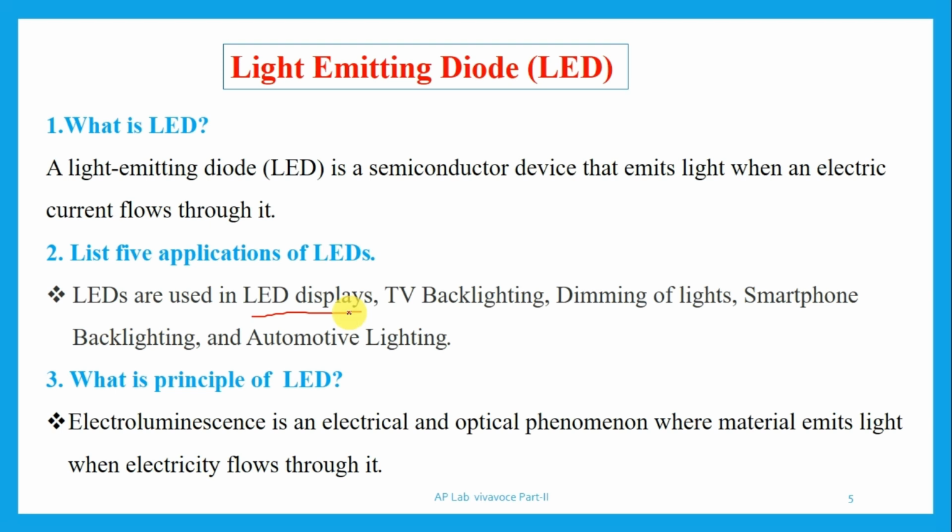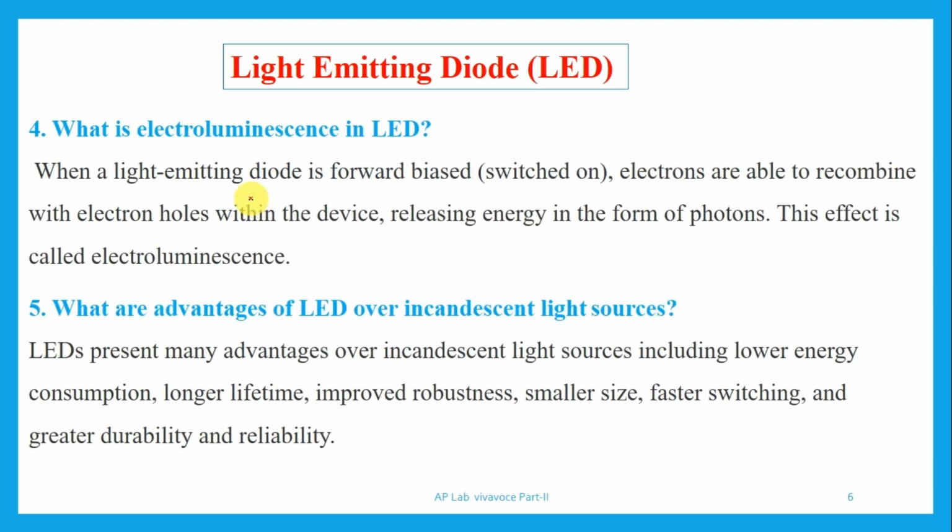What is the principle of LED? Electroluminescence is an electrical and optical phenomenon where a material emits light when electricity flows through it. The principle is nothing but electroluminescence. Then what is this electroluminescence in LED?